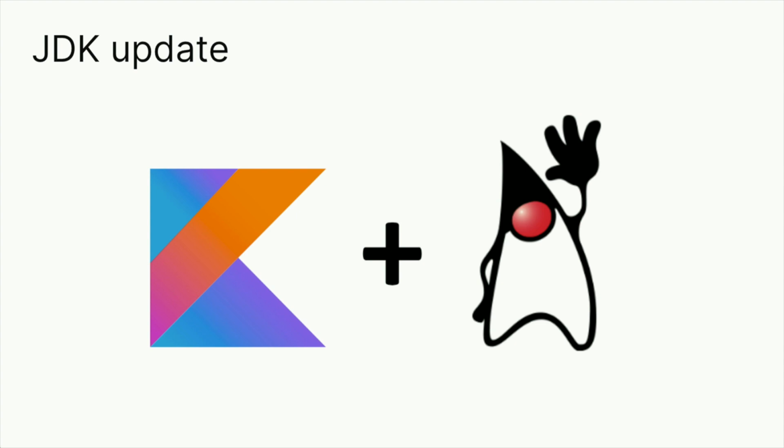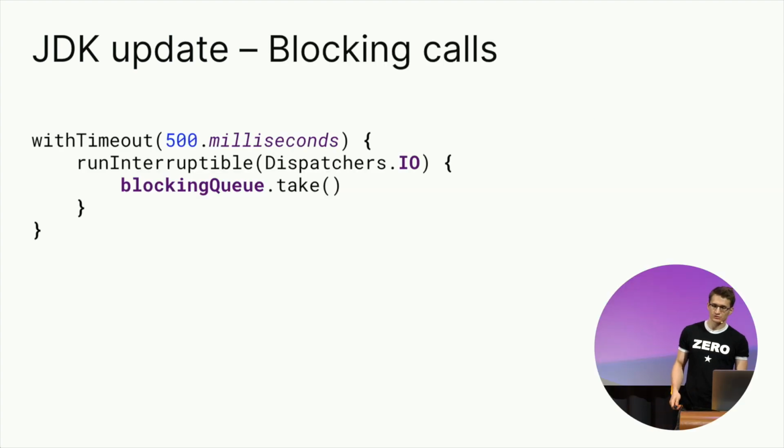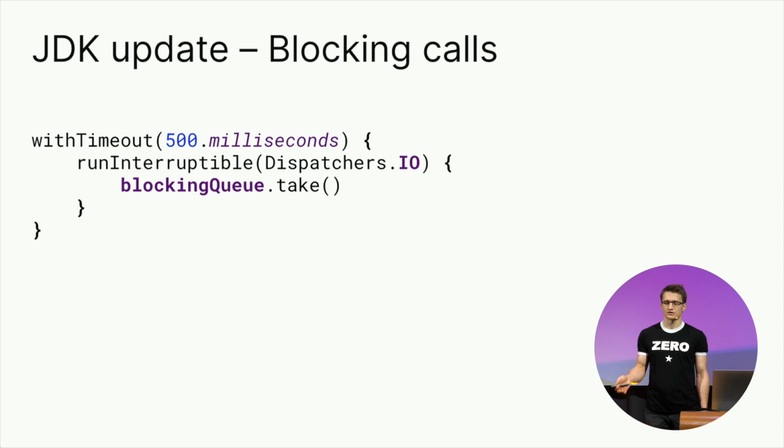Let's move on to Java-specific updates, and let's start with the runInterruptible function. The runInterruptible function is a bridge between the blocking, interruptible Java world and the non-blocking and cancelable Kotlin world. It transforms any cancellations into thread interruptions and any thread interruptions into cancellations. But what's more important, it does so even for outer cancellations.